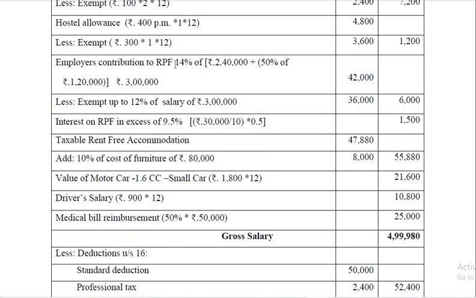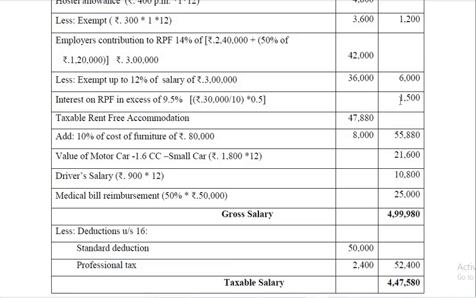Employees' contribution to recognized Provident Fund is 14% of basic plus that part of DA which enters into retirement benefits, and commission based on turnover if any. Here it is not there, only 2 items: basic plus 50% of DA, that's 1,20,000. Totally that comes to 3 lakh. Of that, 14% comes to 42,000. It is exempt up to 12% of salary of 3 lakh, that is 36,000, so what is taxable is 6,000.